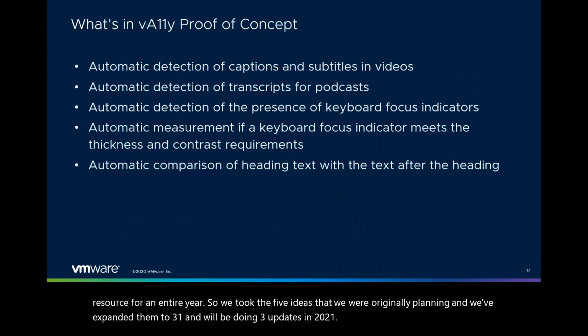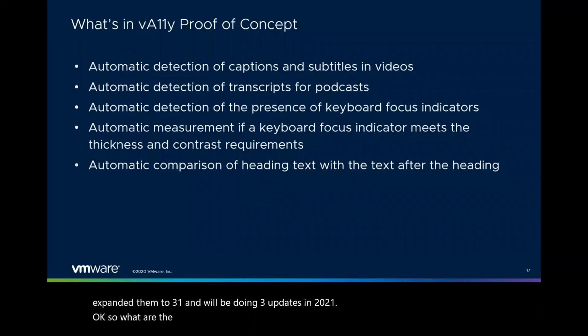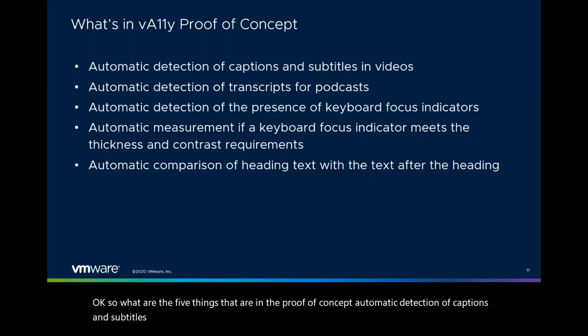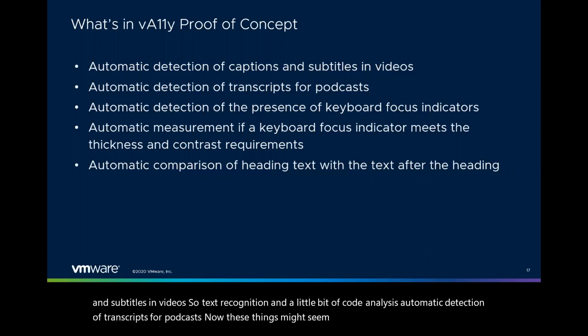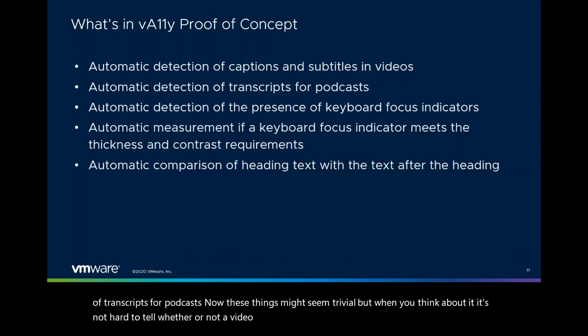Okay, so what are the 5 things that are in the proof of concept? Automatic detection of captions and subtitles in videos. So text recognition and a little bit of code analysis. Automatic detection of transcripts for podcasts. Now, these things might seem trivial, but when you think about it, it's not hard to tell whether or not a video is captioned or a podcast has a transcript. What is hard is finding the videos and finding the podcasts.